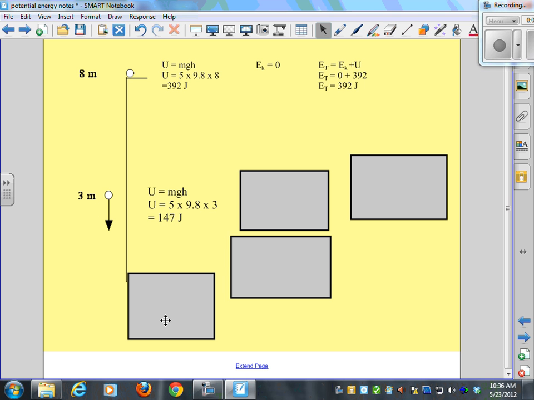How much potential energy does it have? 5 times 9.8 times 3. Now it's got 147 joules, still potential energy. How come it still has potential energy? It's still got 3 meters to fall. It's still falling. So when it gets to ground level, the potential energy would be 0, right?